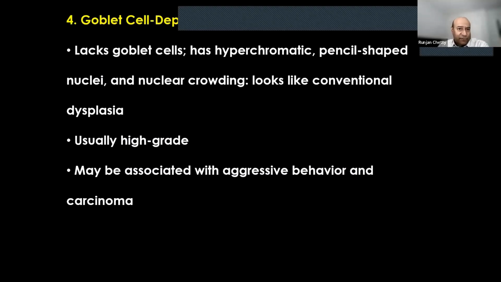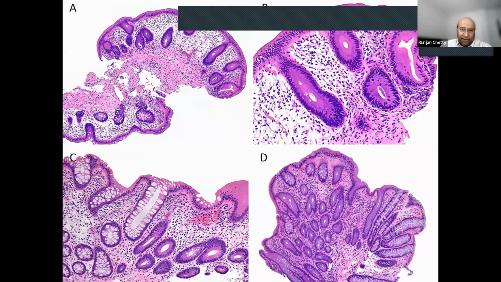The next type of unconventional dysplasia that one can encounter is goblet cell depleted. Here, the glands are devoid of goblet cells. They look very much like conventional dysplasia, but they tend to be high-grade. And obviously, because they are high-grade, they're more aggressive and may harbor adjacent carcinoma. So absence of goblet cells typifies this particular form. And here are examples again.